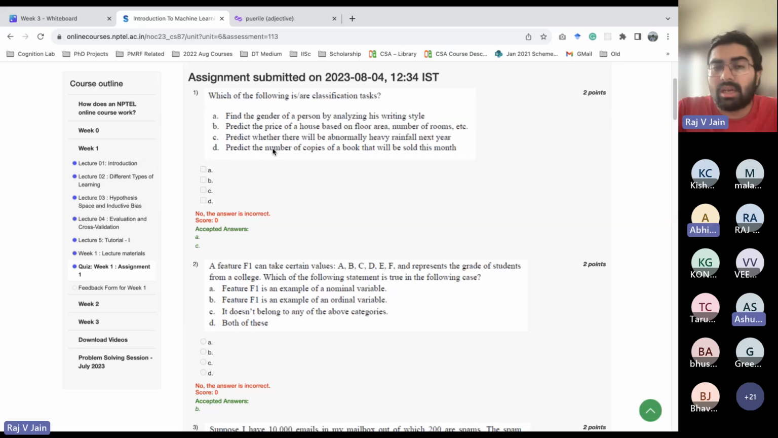No. See, again, number of copies of a book that will be sold this month. Ideally, you expect this to be from 0 to infinity. It's integer, all right, but it's 0 to infinity, right? So you cannot have a classification algorithm. Rather, you will take it as a regression problem.